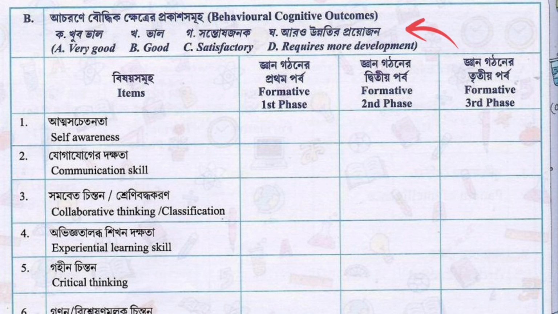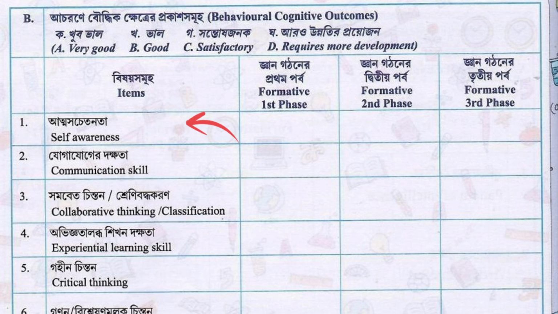Here each skill is graded using the 4-point Likert scale using A, B, C and D. That is A for very good, B for good, C for satisfactory and D for requires more development. This is where teachers evaluate how students apply thinking skills in real life learning.